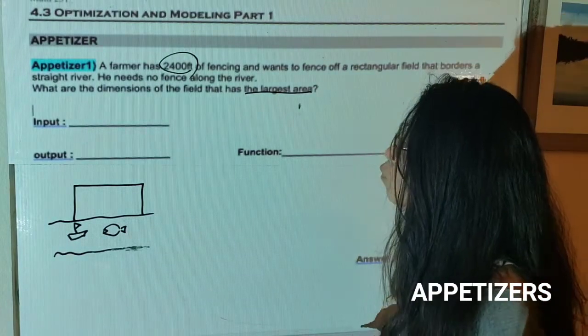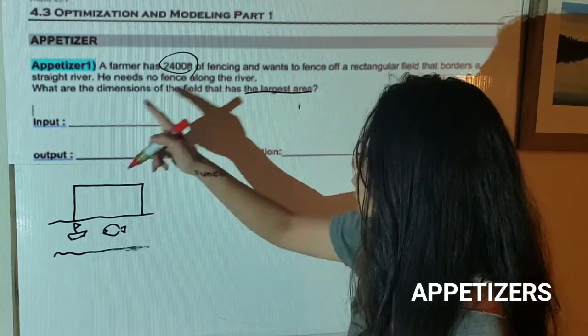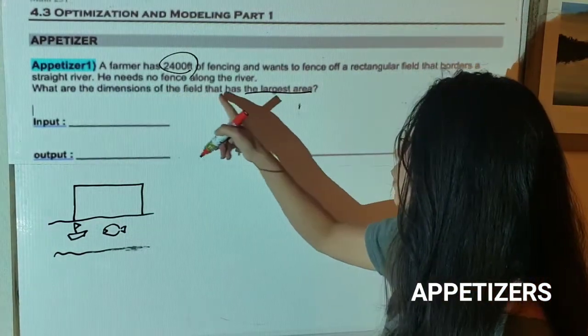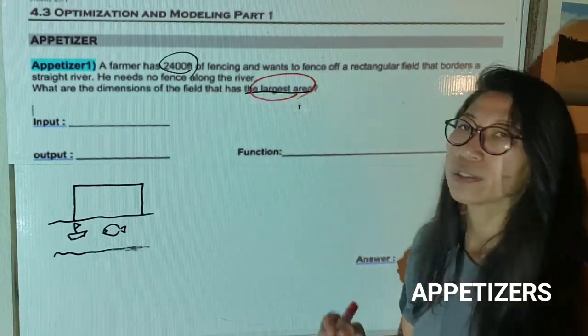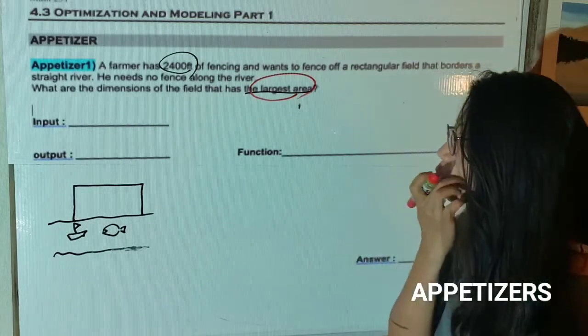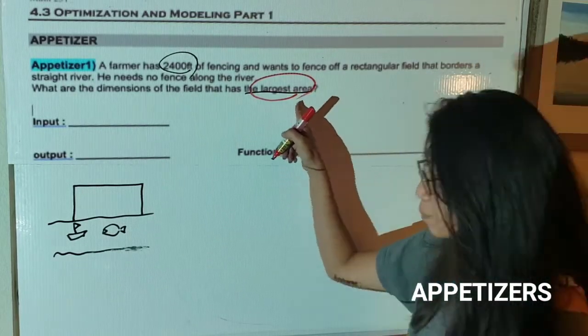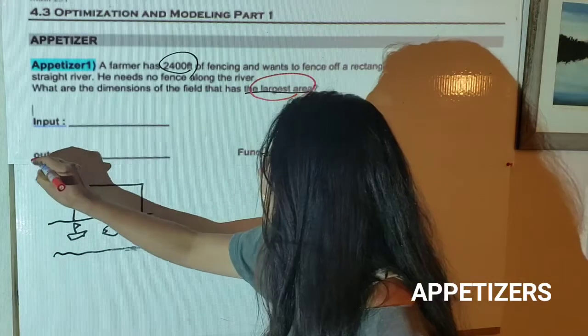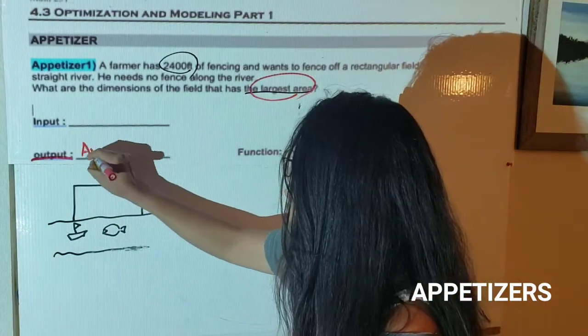Then what do they want to get here? When you see "what are the dimensions of the field," the highlighted words will be largest area. That's what we'd like to optimize. When will the area be the largest? So the largest area is going to be my output. That's going to be area.